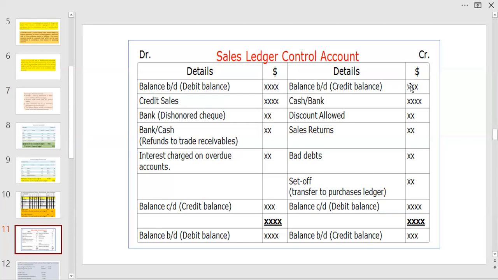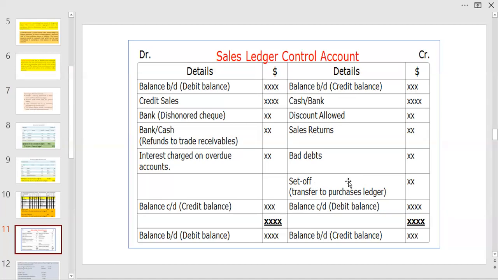Therefore, we maintain a credit balance separately until it is resolved. The next special entry is shown here as set off. This is also known as contra entry. This may arise when a debtor in another capacity also is a supplier. In that case, there will be two accounts in both ledgers for the same person.